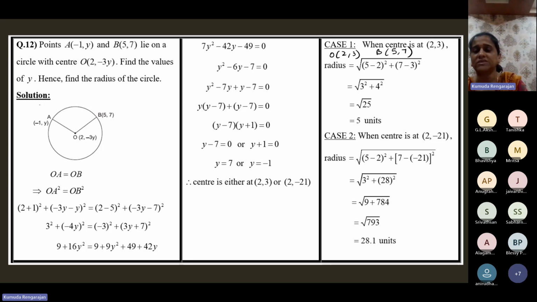So difference between x coordinates 5 minus 2 the whole square plus difference between y coordinates 7 minus 3 the whole square. So here I've used O 2, minus 21 and B 5, 7. Center at 2, minus 21 and B 5, 7. So difference between the x coordinates 5 minus 2 the whole square plus the difference between the y coordinates 7 minus 21 the whole square.